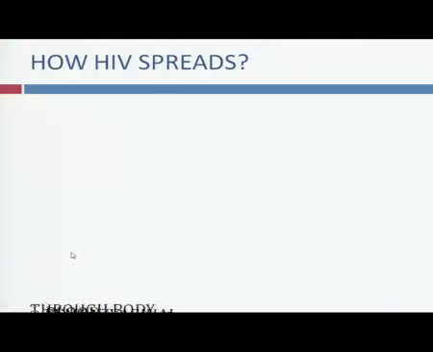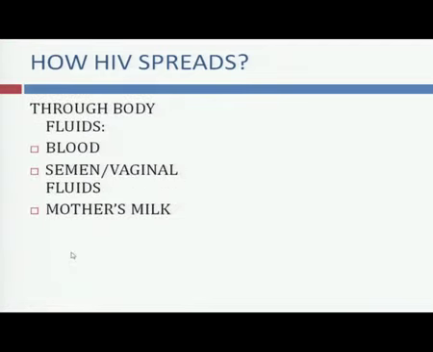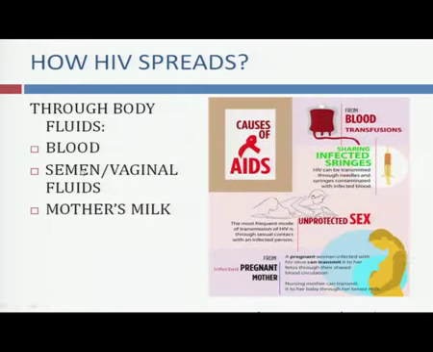So, let us have a look at the ways by which this virus spreads. You all must have heard that HIV spreads through body fluids like blood, semen, vaginal fluids or the mother's milk. So, the common routes of transmission of AIDS include blood transfusions or sharing of infected needles, unprotected physical contact, or from mother to the baby through the placenta or through the breast milk.